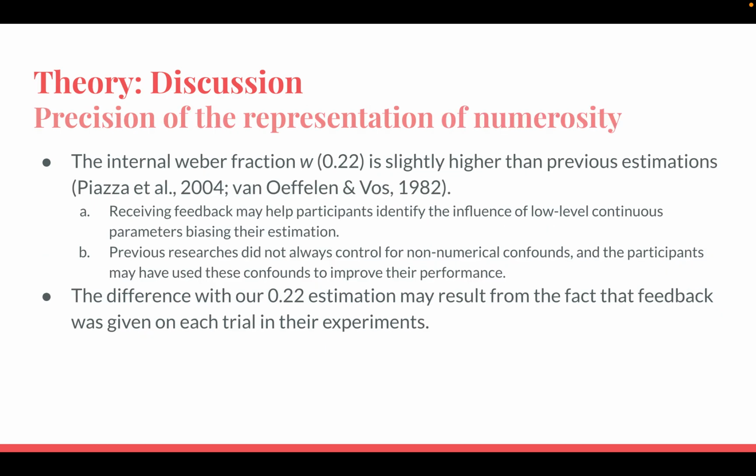The internal Weber function is slightly higher than in previous estimations. There are several reasons. First, receiving feedback may help participants identify the influence of low-level continuous parameters in a similar estimation. Another is that previous researchers did not always control for numeric confounds, and the participants may have used these confounds to improve their performance.